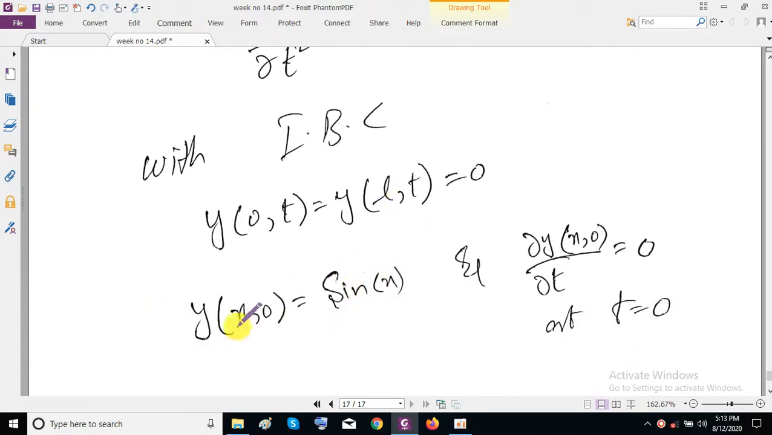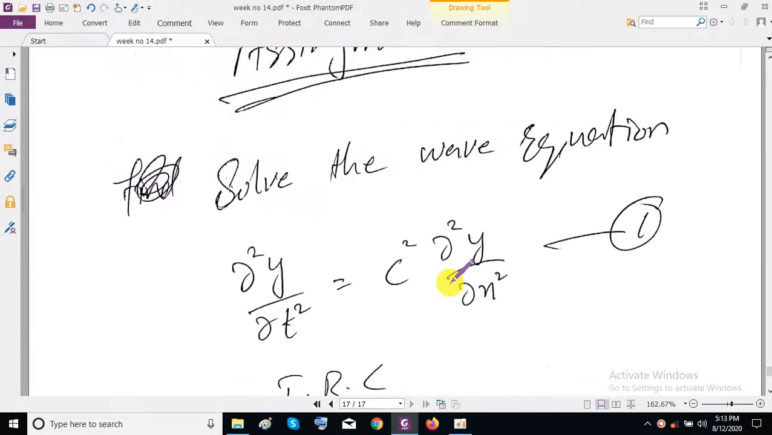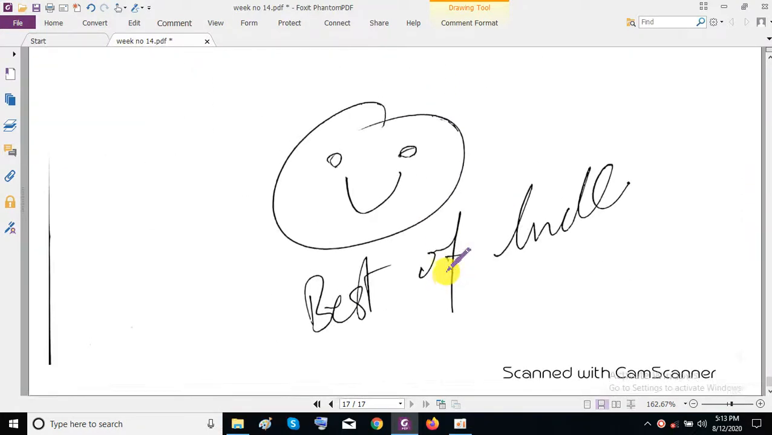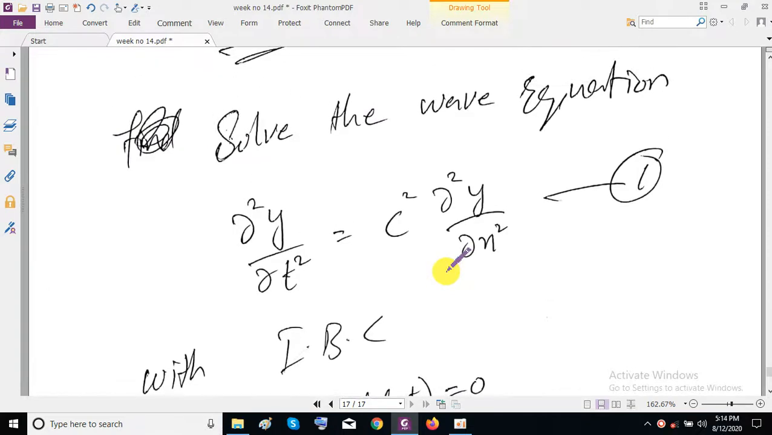And what is the difference in the assignment, that is just the boundary condition. Boundary condition क्या है, sin x, that initially the string oscillates with a sine. Okay, oscillate with a sine oscillation. So best of luck for your assignment. Okay, so it is enough for today, dear student.